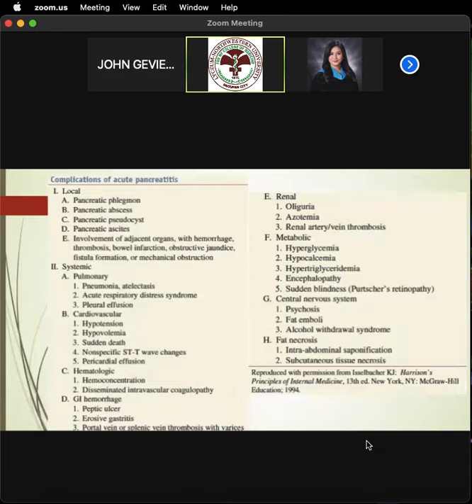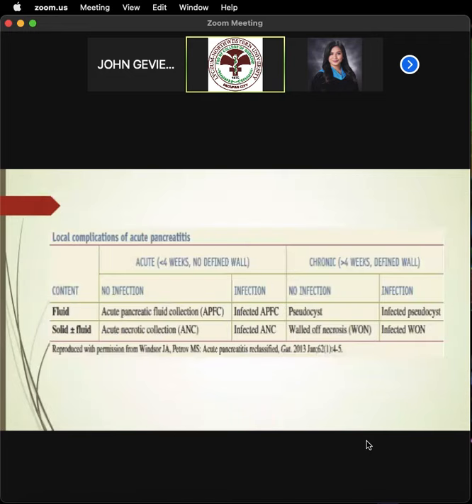So what are the complications of acute pancreatitis? There's the local, okay, phlegmon, abscess, pseudocyst, ascites, and also the systemic complications of pancreatitis. Okay, let's go through the terminologies in order for you to understand. Okay, so these are the local complications of acute pancreatitis.